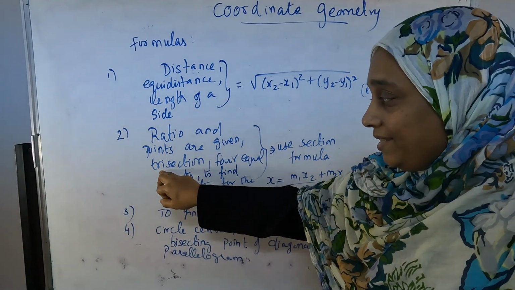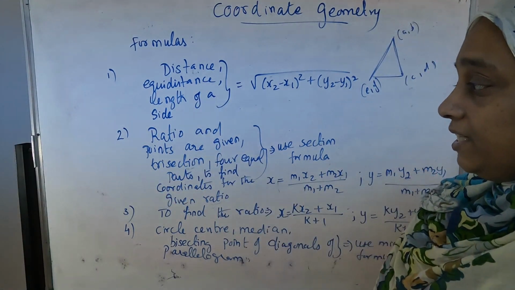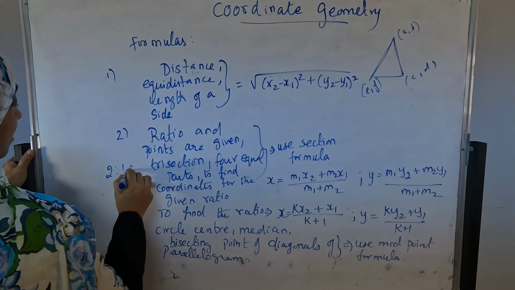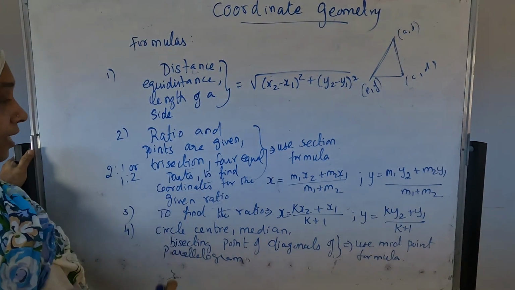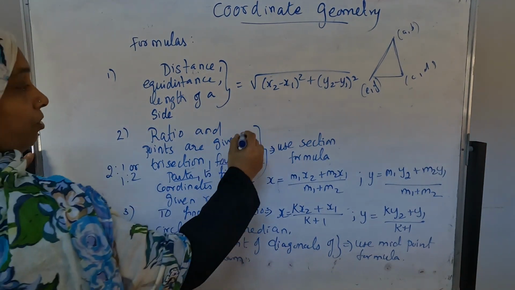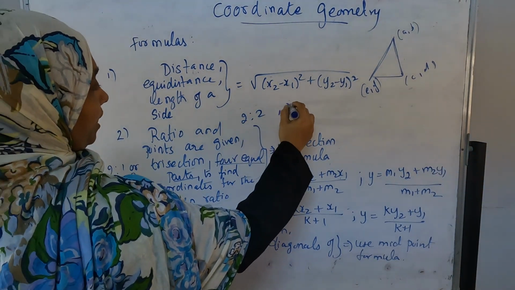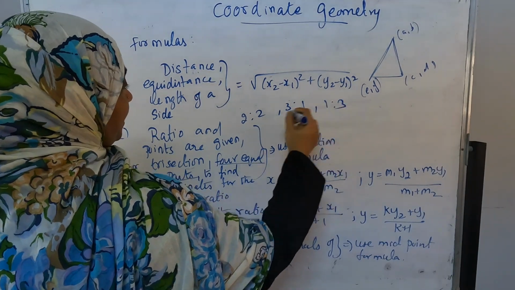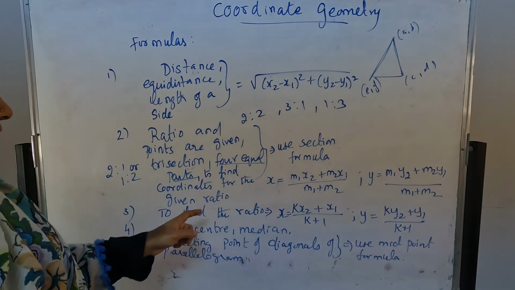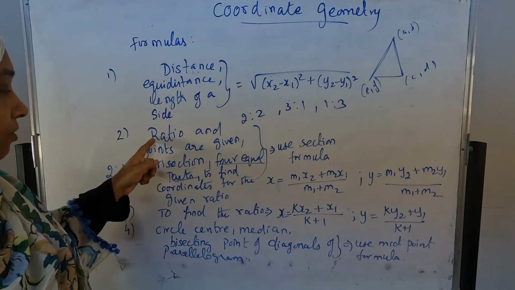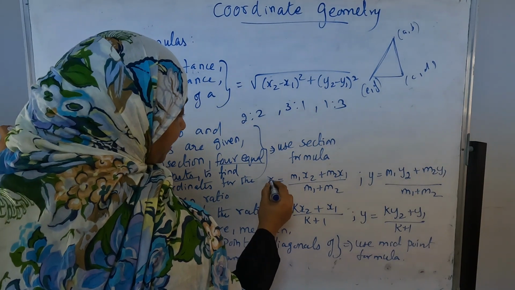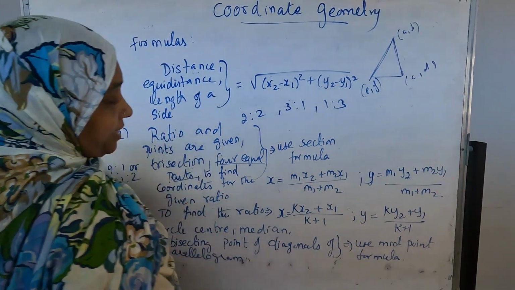Otherwise, they may give us trisection, 3-section. Trisection means we have to take the ratio as 2:1 or 1:2. Otherwise, 4 equal parts. 4 equal parts means what? 1:3, 2:2, 3:1, like that the ratios we have to take for the 4 equal parts to find the coordinates for the given ratio. Same thing only. Find the coordinates. Where are the coordinates? This x and y only are the coordinates.